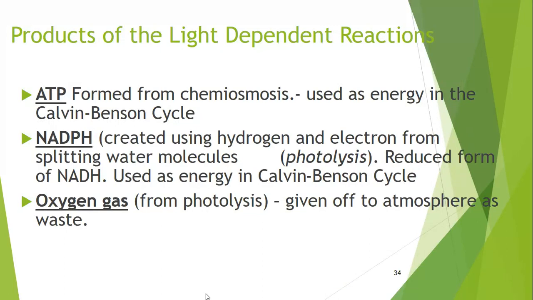Okay, so what I need you guys to know is that at the end of the light-dependent reactions, 3 things are formed. ATP is formed from chemiosmosis. And remember, chemiosmosis is the pumping of protons. That's chemiosmosis. Okay, and that's used to make ATP. NADPH is made in the second photosystem, at the end of the second photosystem. And then oxygen gas is made when you break apart water.